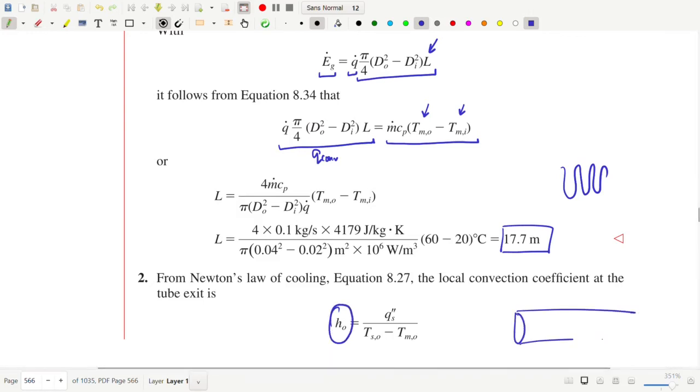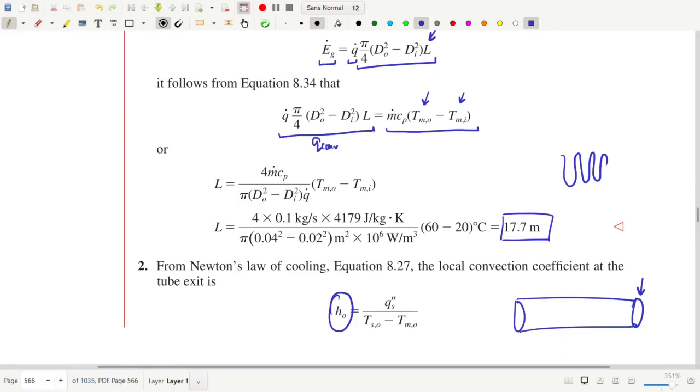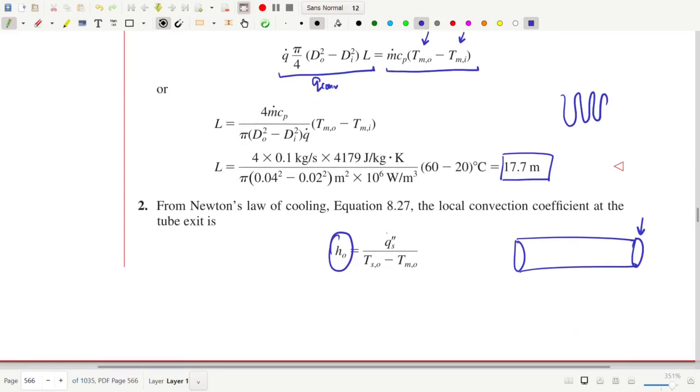If I just draw this whole pipe as a single section, then we have to find the heat transfer coefficient at the outlet of the pipe. From again Newton's law of cooling, the heat transfer coefficient is defined as the heat flux divided by the temperature difference between the inner surface temperature Ts, and we put an O here because it's the outlet surface temperature, because the surface temperature also may change as you go from left to right, and the mean outlet temperature, which is the outlet temperature of the water.